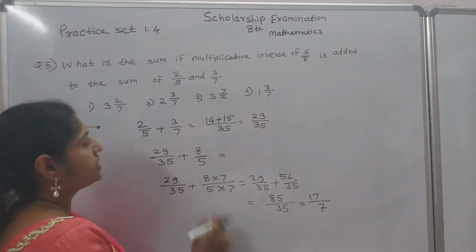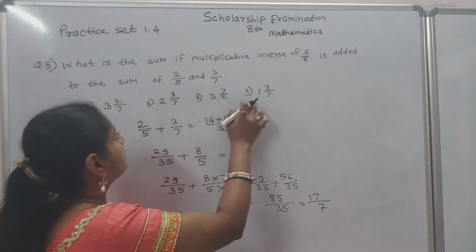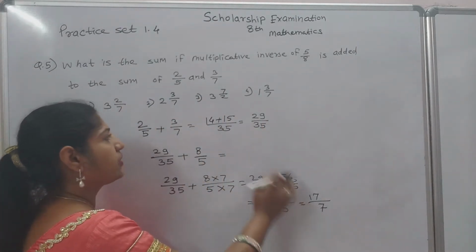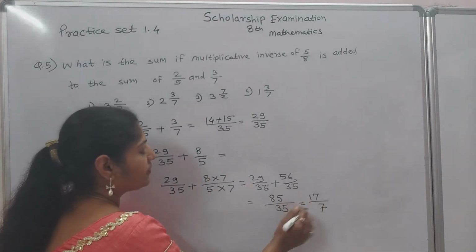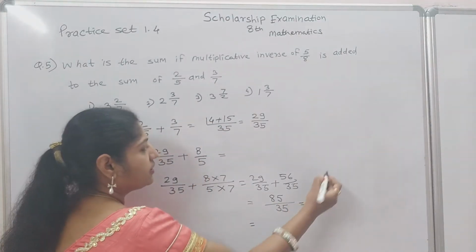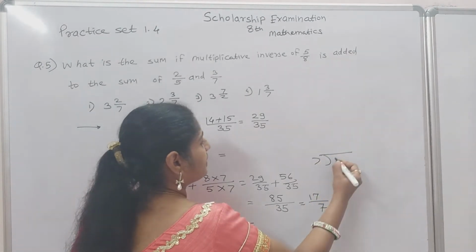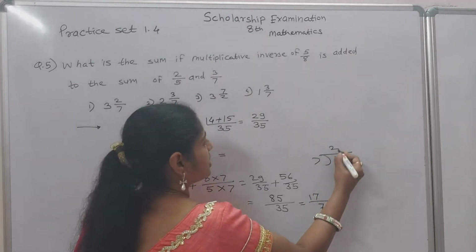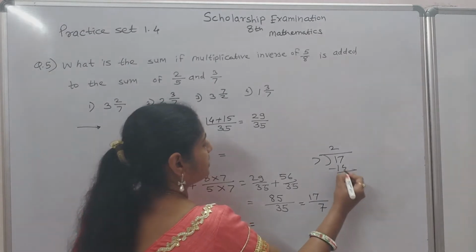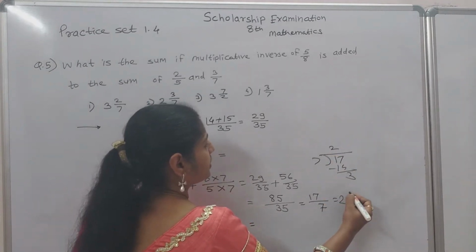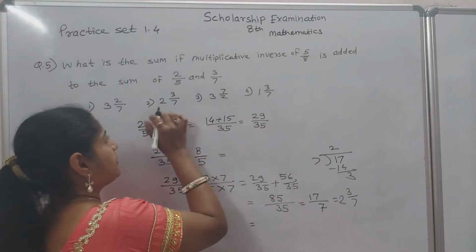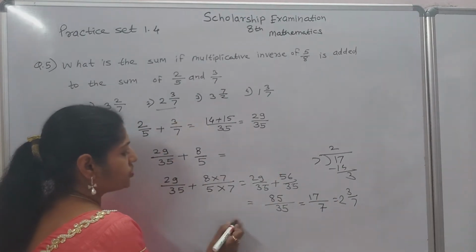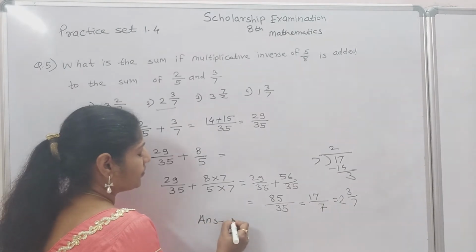But this option is not seen in the given options. This answer cannot be seen. So it is a fraction, so make it a mixed fraction. 17 divided by 7, 7 twos are 14. Remainder is 3. So 2 and 3 upon 7. 2 integer 3 upon 7. That is option number 2. So the answer is option number 2.